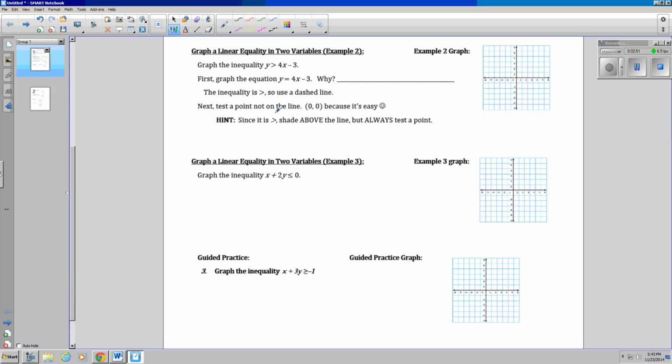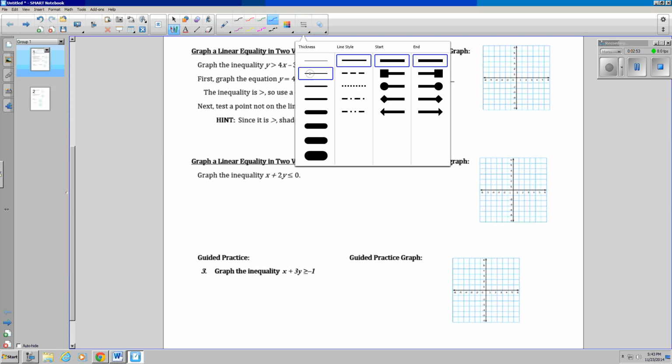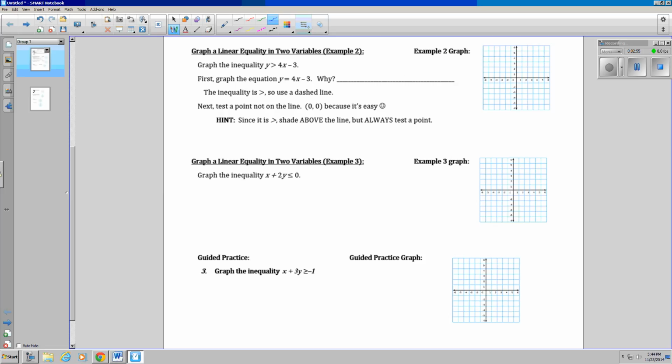Okay, graphing a linear inequality in two variables. So let's look at these in two variables. It says graph the inequality y is greater than 4x minus 3. And it says first, graph the equation y equals 4x minus 3. And the reason we do this is to graph the boundary line. So we're actually going to graph the boundary line of our solution set.